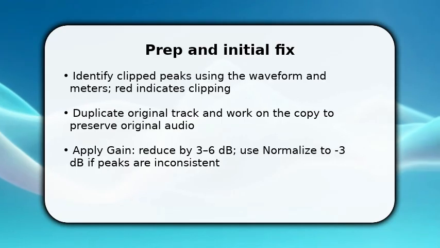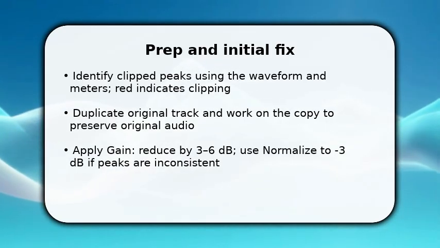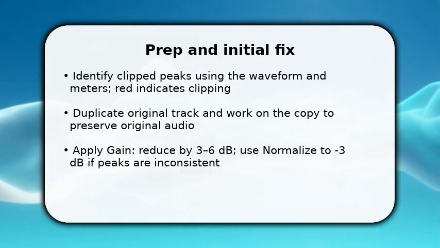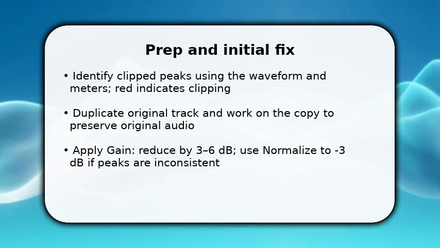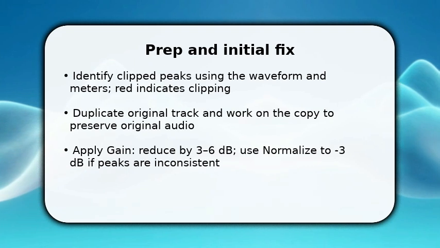Next, apply clip gain or audio gain and reduce by 3 to 6 dB. Normalize to about -3 dB if peaks jump, because lowering level removes digital clipping without altering timing. Make sure to listen to confirm artifact reduction before moving on.